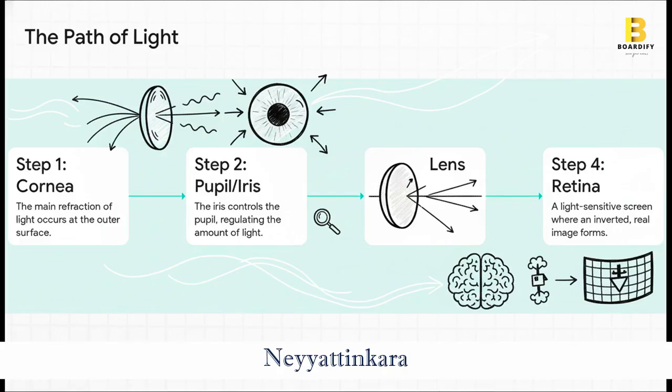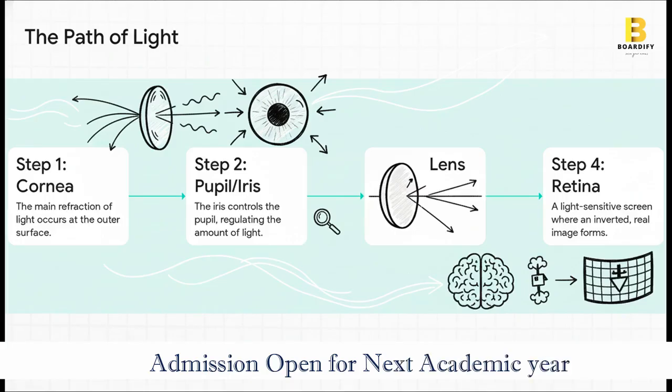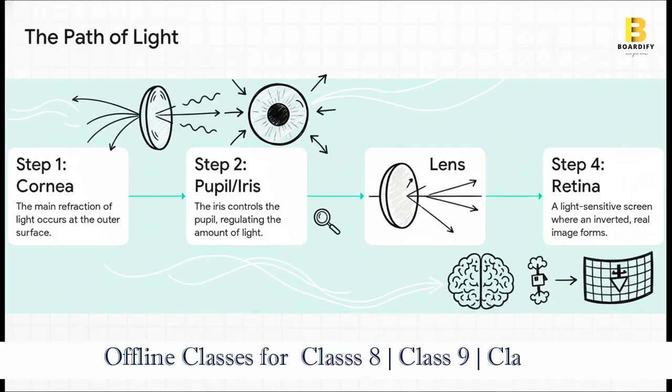Then, the iris controls the size of the pupil, deciding how much light gets in, kind of like the aperture on a camera. Next, the lens does the fine-tuning, getting the focus just right, and it projects an image onto the retina, which is like the screen at the back of your eye. Now here's a fun fact. The image that forms there is actually real and upside down. Your brain does all the hard work of flipping it the right way up.